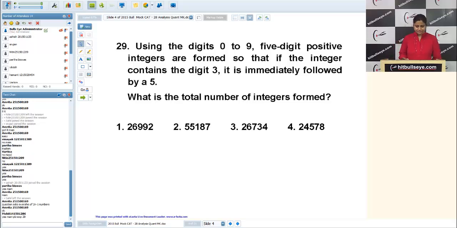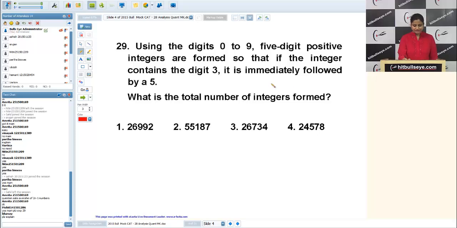Yes, Mohit, let us see. First of all, what do you mean by the line? Using the digits 0 to 9, 5-digit positive integers are formed. Since nothing is mentioned, it means repetition is allowed. So that if the integer contains the digit 3, now that was an important line.